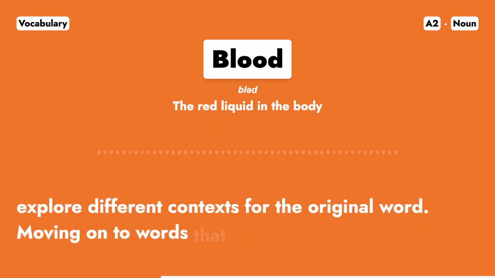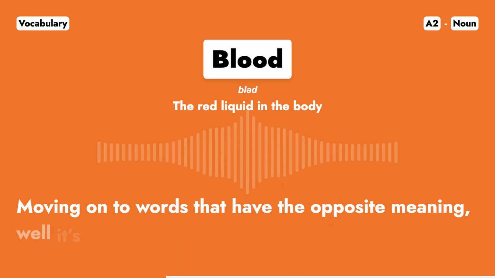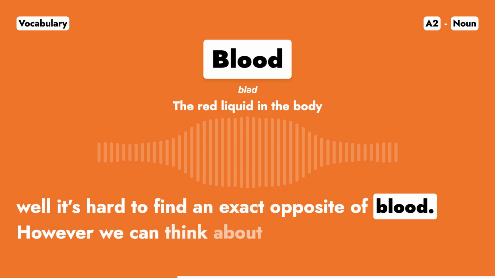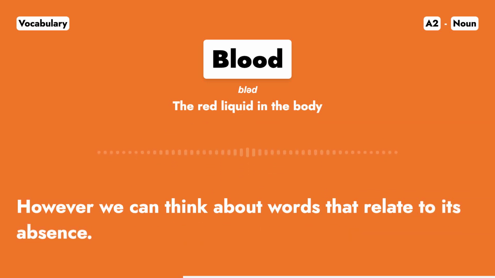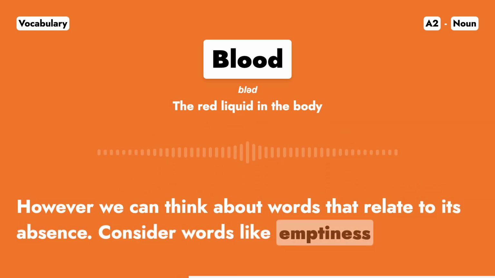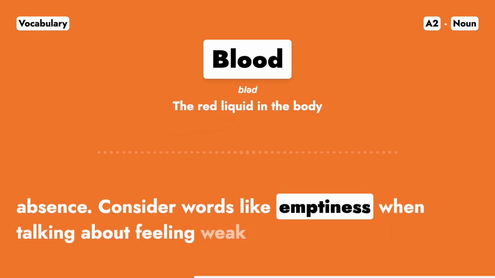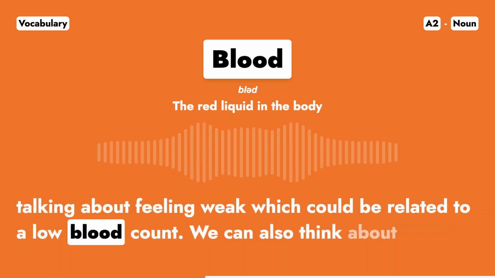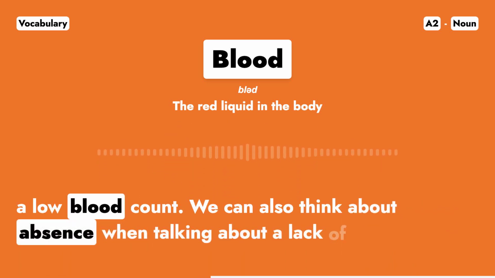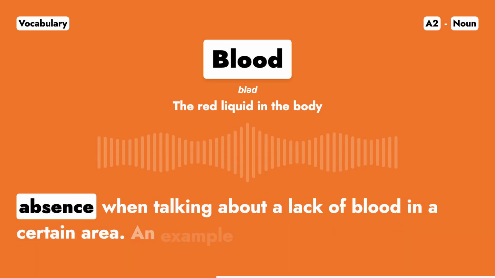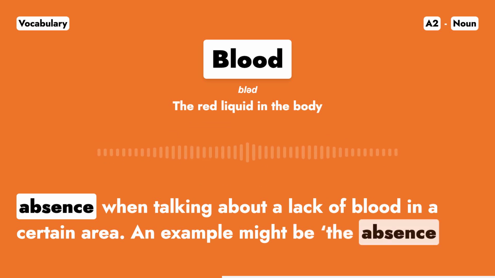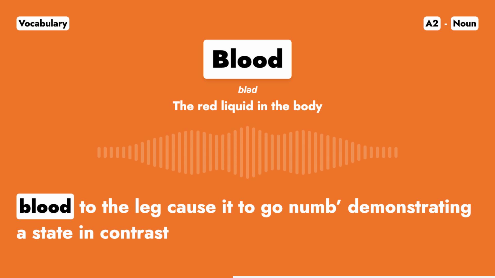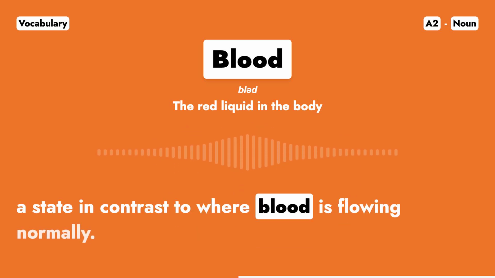Moving on to words that have the opposite meaning, well, it's hard to find an exact opposite of blood. However, we can think about words that relate to its absence. Consider words like emptiness when talking about feeling weak, which could be related to a low blood count. We can also think about absence when talking about a lack of blood in a certain area. An example might be, the absence of blood to the leg caused it to go numb, demonstrating a state in contrast to where blood is flowing normally.